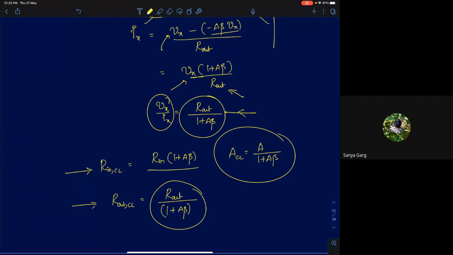Now, of course, we said one of the things with negative feedback is that the DC gain reduces by a factor of 1 plus A beta, but it comes with an advantage. You get a near constant gain if you ensure A beta is much greater than 1. As another advantage of negative feedback, we are also seeing that the input resistance is getting multiplied by 1 plus A beta.